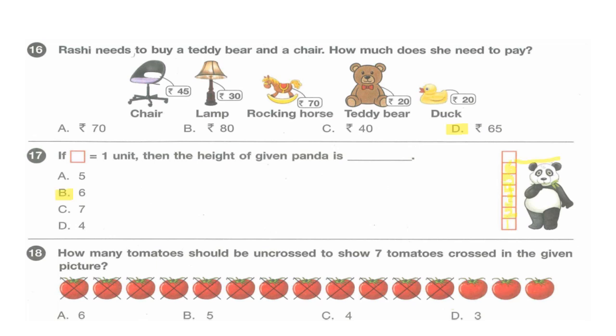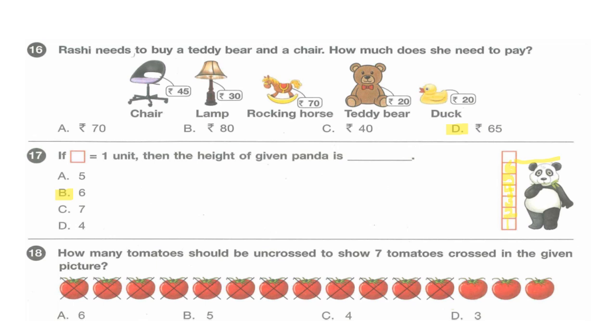For these types of questions, please keep a ruler accordingly till the top of the panda or any other objects as per the question. Then count the units. So here they say each unit is 1, so you can count accordingly: 1, 2, 3, 4, 5, 6. So the answer is option B, which says 6. Let's move on to the next question.